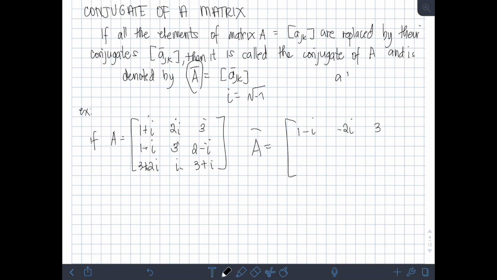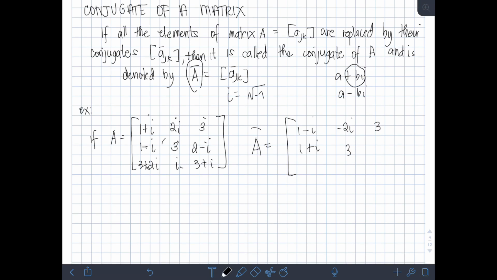Diba pag nagko-conjugate tayo, a plus bi, yung imaginary part lang yung ginagawa nating opposite sign. So, a minus bi. So, since 3 is constant, di natin babaguhin. 1 minus i magiging 1 plus i. 3 as is. 2 minus i magiging 2 plus i. 2i. And then 3 plus 2i magiging 3 minus 2i. i magiging negative i. And 3 plus i magiging 3 minus i. So, therefore, ito yung conjugate ng matrix A.